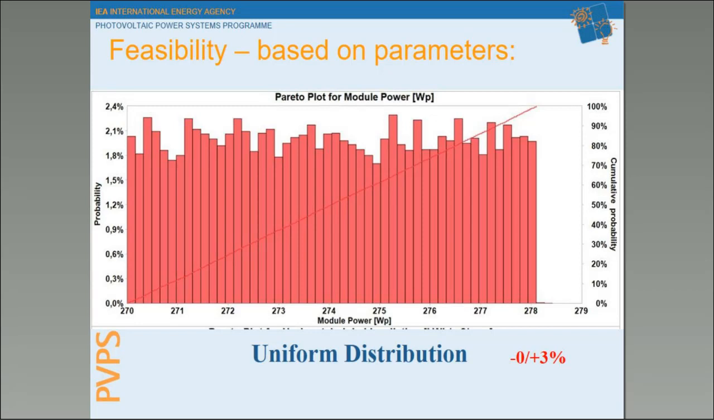Now, any normal distribution curve can be seen as a collection of small bar graphs, of which our 270 watt peak module is only one such bar graph. So figuratively speaking, the distribution across the 270 to 278 watt peak bin is probably more of a uniform distribution, being a small section of the overall normal distribution.